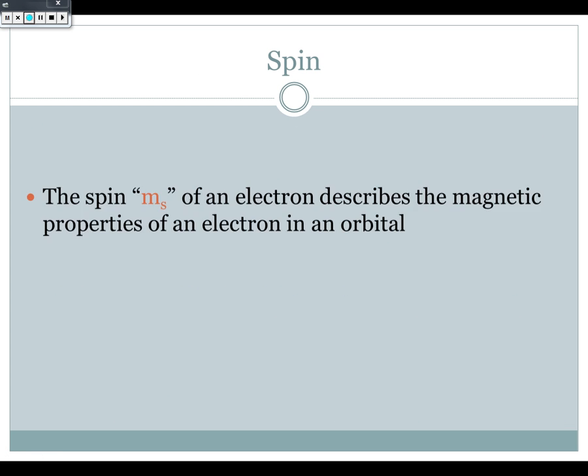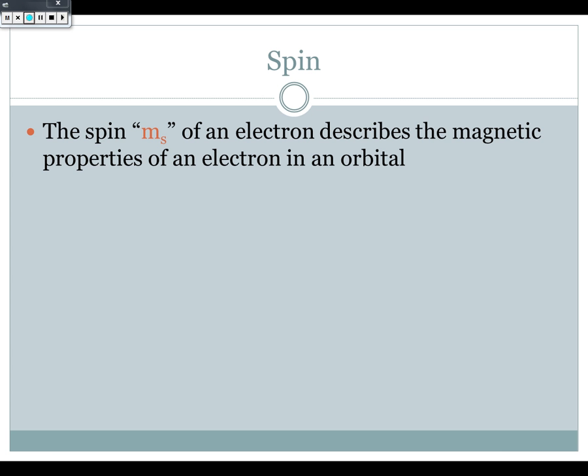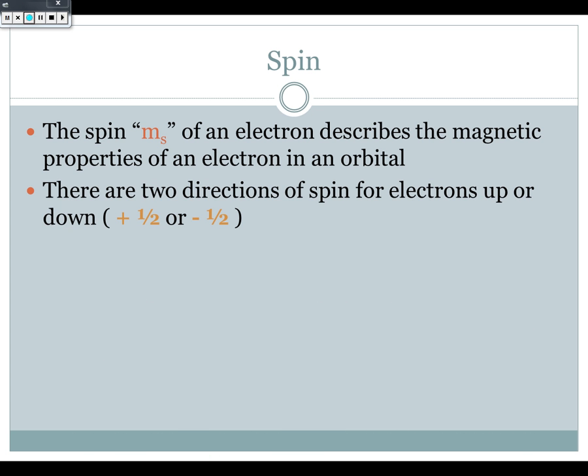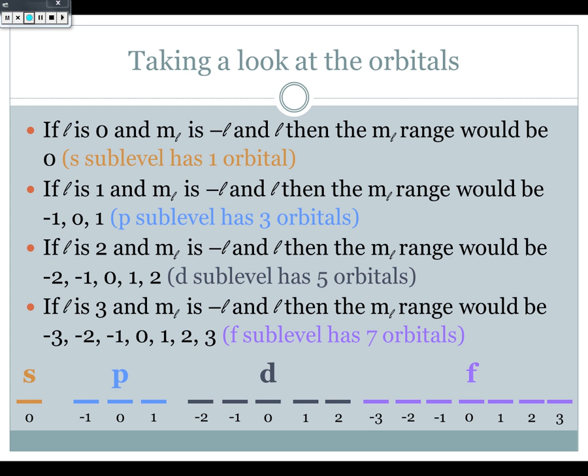So let's talk about spin. Spin of the electron describes the magnetic properties of the electron. There are 2 directions of spin for an electron, up or down, and that is why you have the potential for 2 electrons in each orbital, because you can have 2 different electrons. That means that the 4 quantum numbers wouldn't be the same, because the m sub s would be different.